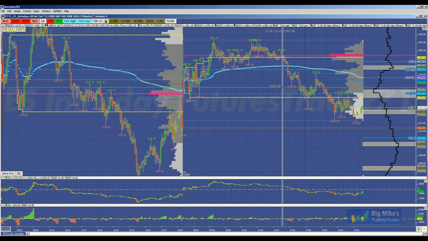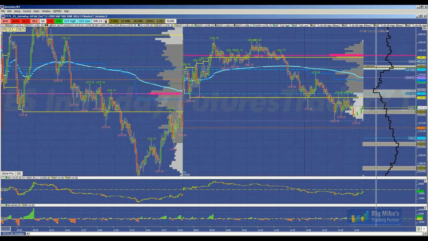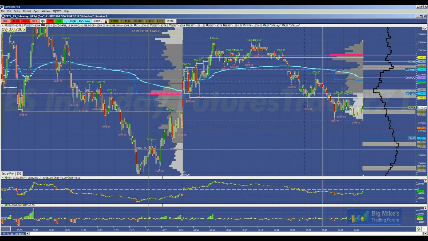I look for where is my edge. I look for areas that I want to trade. I highlight those with these lines here, these gray lines. Okay, and then what I do is then stalk the market. How do I stalk the market?